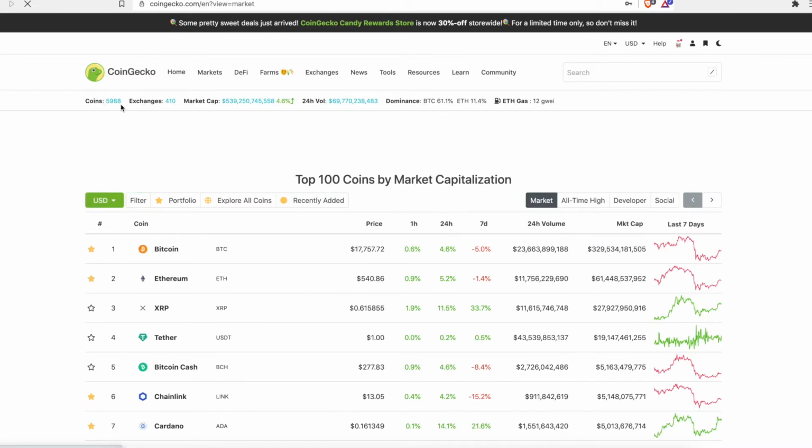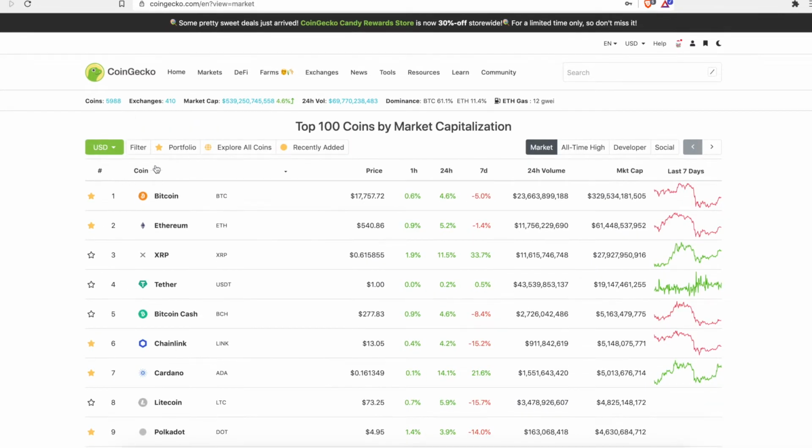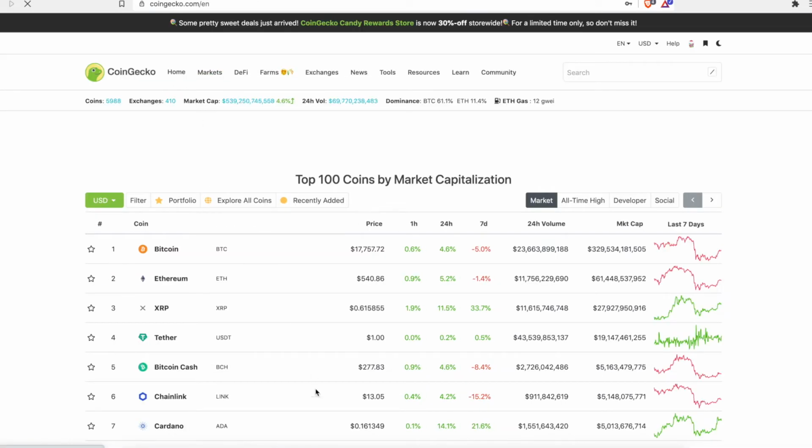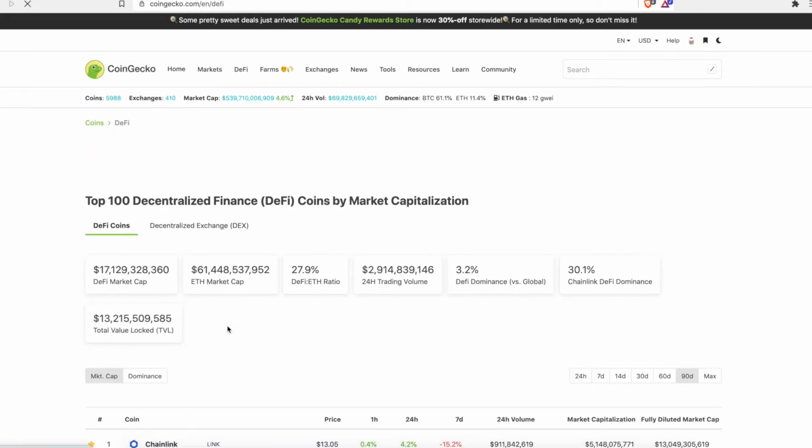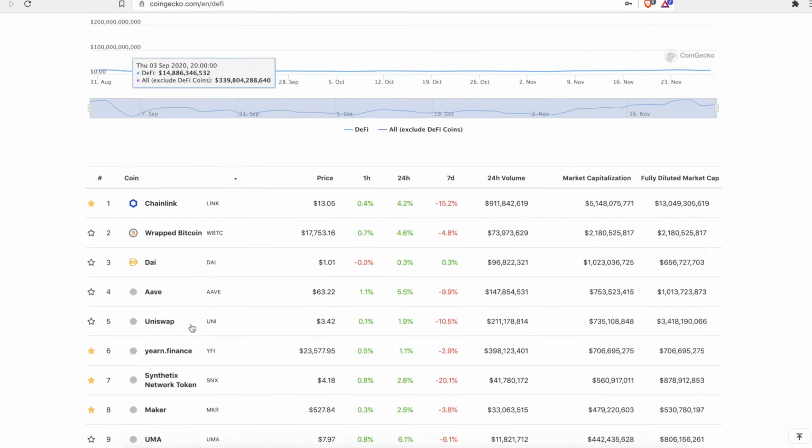A cool feature that I like is, let's get off the portfolio and just go to the CoinGecko home. This is the home screen. You can select, for example, DeFi, or you can go to farms. DeFi is decentralized finance, so it's cryptos specializing in DeFi. Bitcoin is not DeFi. You click on it and it'll show you the different DeFi projects. Chainlink is a huge one.